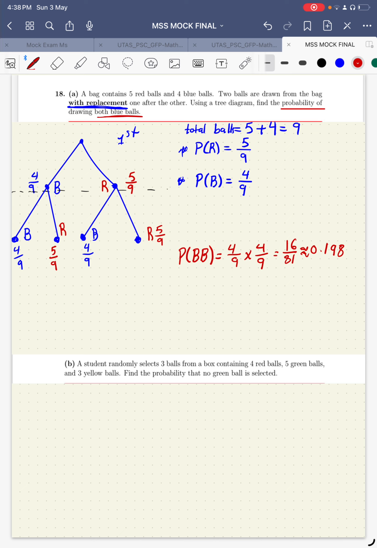Now let's go ahead and read part B. A student randomly selects three balls from a box containing four red balls, five green balls, and three yellow balls. Find the probability that no green ball is selected. So they want me to find the probability of not selecting a green ball. What I'm going to do here is find how many ways I can select no green ball.